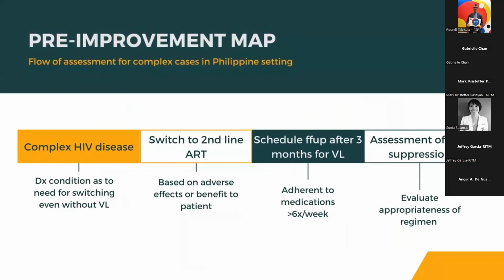Originally, what is ideal in the setting of complex HIV cases is to first document that it is a complex case needing switch of antiretroviral agents. Then, the patient should have a follow-up after 3 months for viral load testing and to assess the viral suppression using the new regimen.